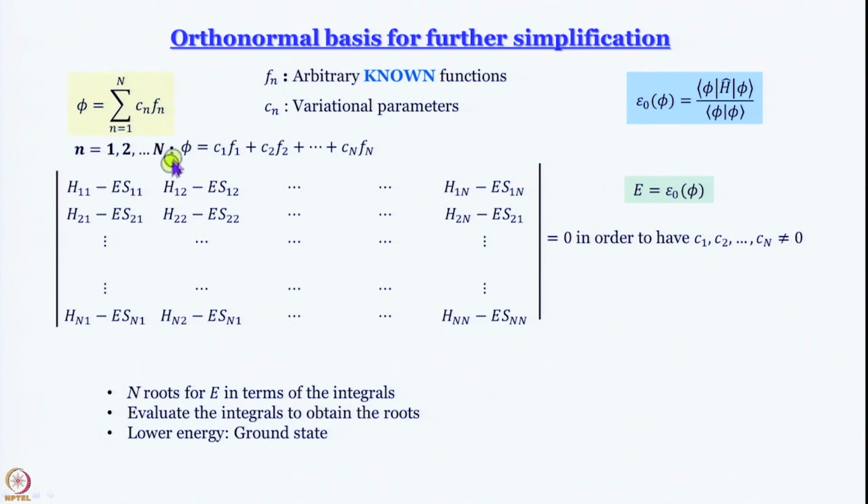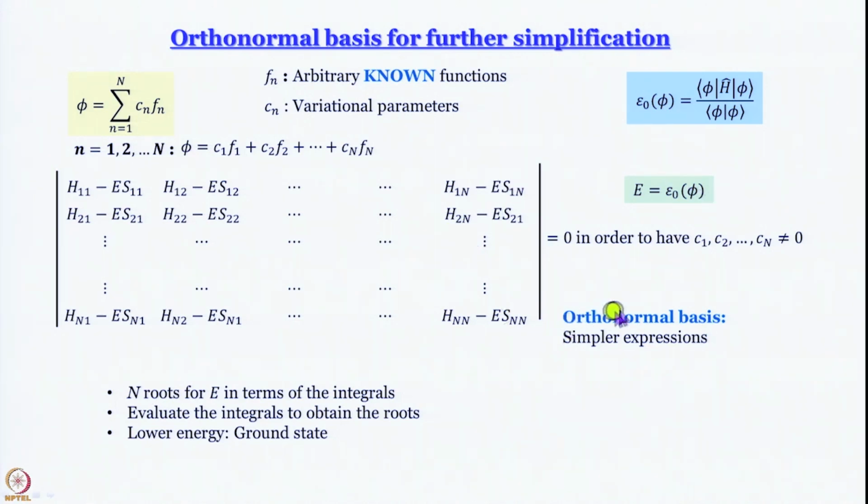So, in this linear combination, we want to write these fn's as members of a complete orthonormal set. Of course, even before going there, if we simply write this expression, then no matter whether the fn's are orthonormal or not, you will get this kind of a secular determinant. Last time we had just a 2 by 2 determinant, this will be an n by n determinant, that is all. We will get n roots, we have to evaluate the integrals, and the one with lowest energy will be the ground state.